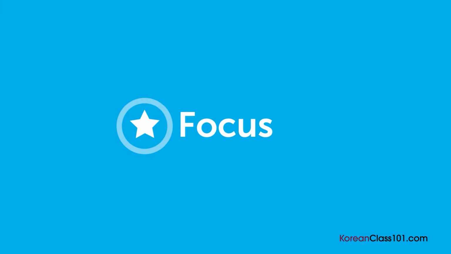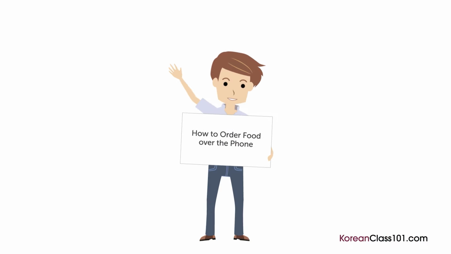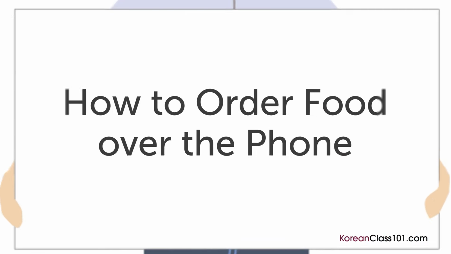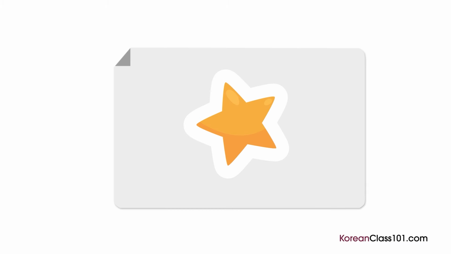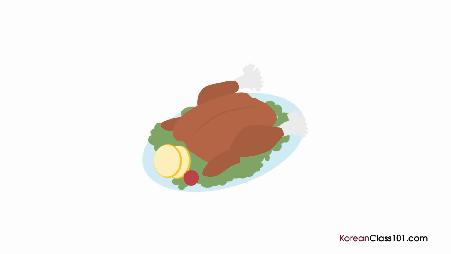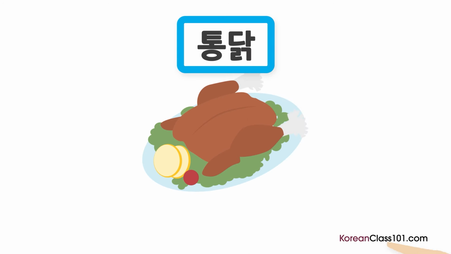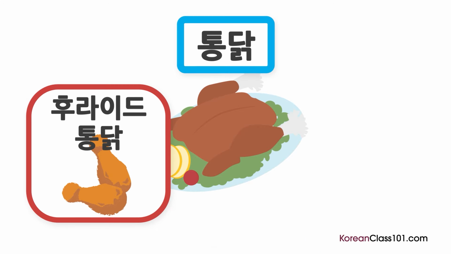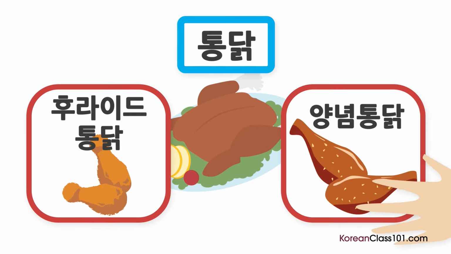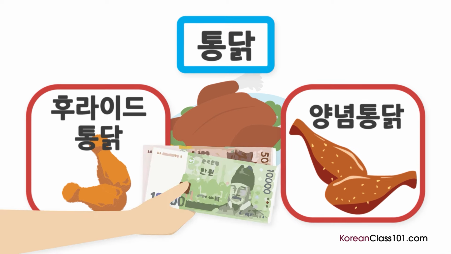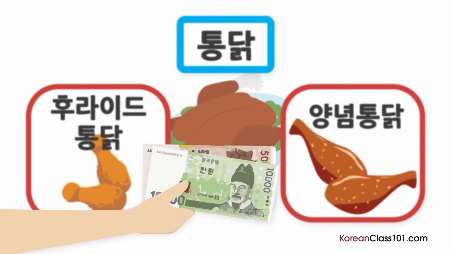Now the lesson focus. Here's how to order food over the phone. Do you know one of the most popular types of food that people order and have delivered to them in Korea? It's chicken, or in Korean, 통닭. When you order chicken in Korea, you can choose from a wide range of flavors. You can order fried chicken or 후라이드 치킨, or maybe chicken with spicy sauce or 양념 치킨. It costs around 15,000 Korean won, which is around 12 to 15 US dollars per order of chicken.